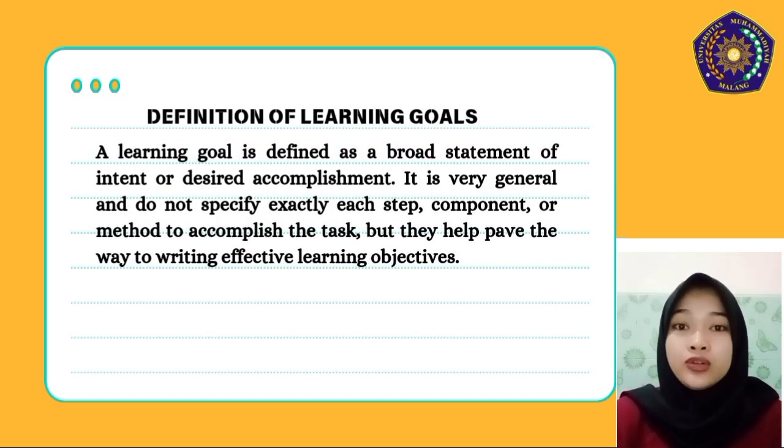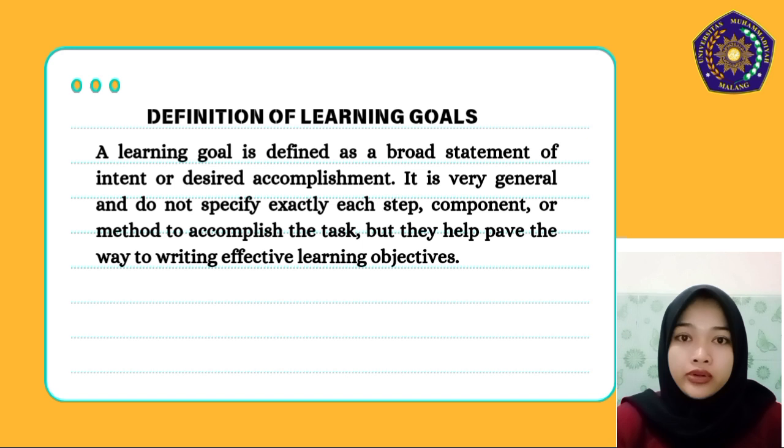A learning goal is defined as a broad statement of intended or desired accomplishment. It is very general and does not specify exactly each of the steps. Each of the components does not specify the method to accomplish the task. But learning goals help to pave the way to writing effective learning objectives. These goals can be set at different levels, including course content level, skill level, and also knowledge level.